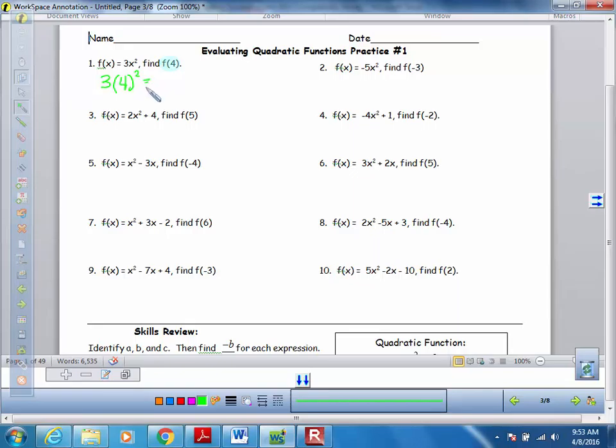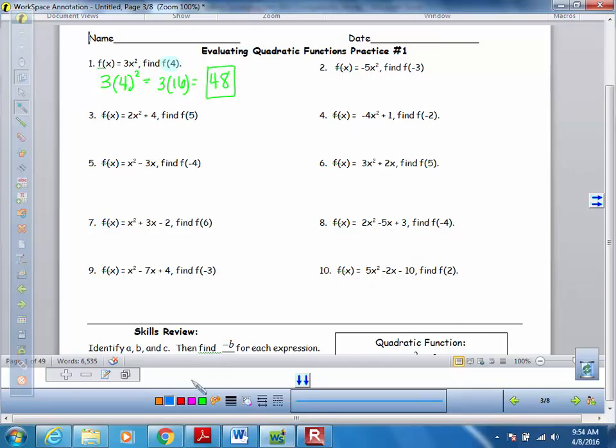And you can actually type this straight into your calculator, just like that. 3 times 4 squared. I know that 4 squared is 16. And 3 times 16 is what? 48. So my answer here would be 48.